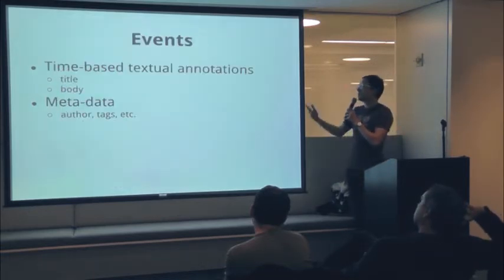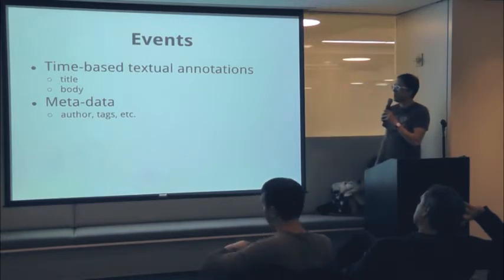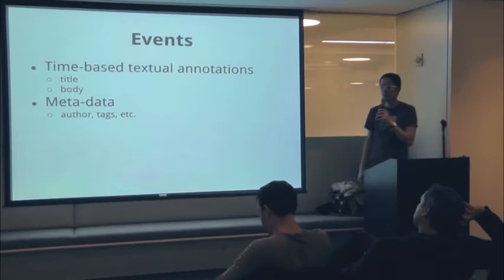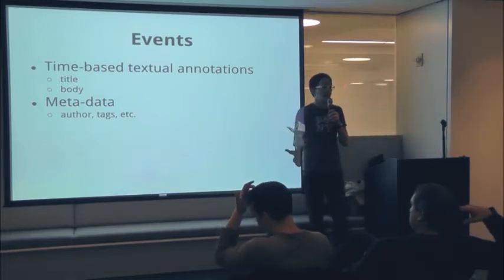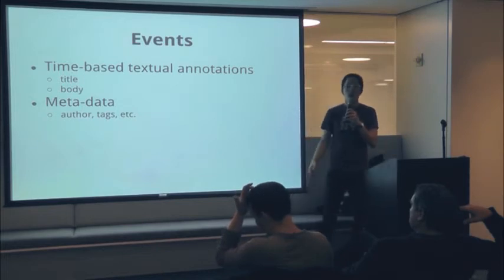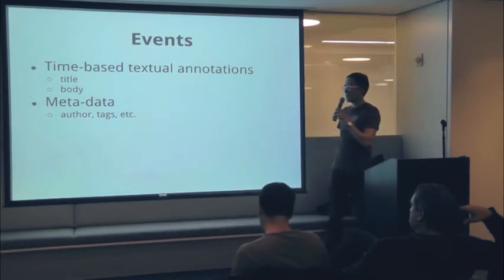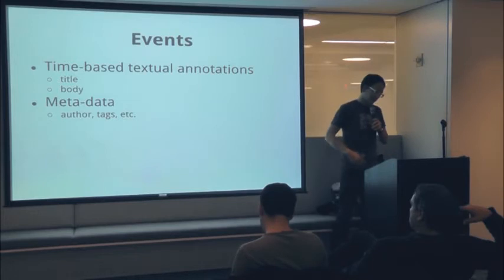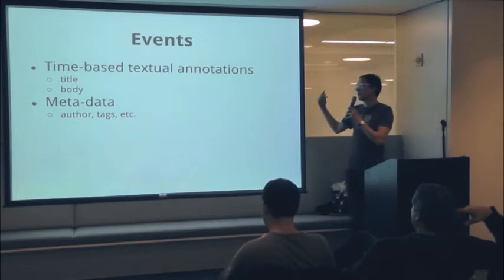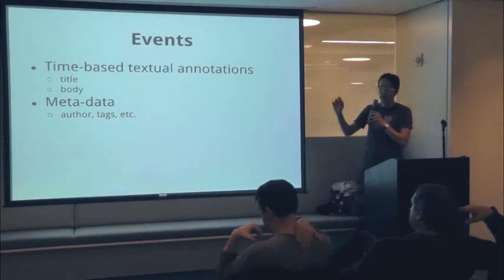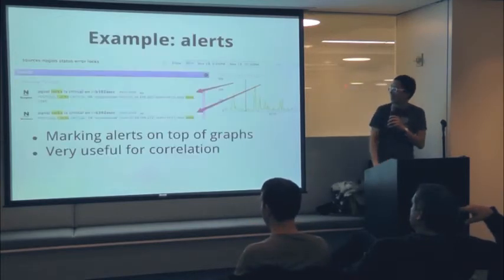Events are much simpler. The kind of thing we collect is really time-based textual annotation. It could be, oh, I released a new version of the software, or somebody got paged because a web machine went down, or we started a new marketing campaign, and so on and so forth. So the data model is very simple. It has a title, a body, and then some metadata such as author and tags.